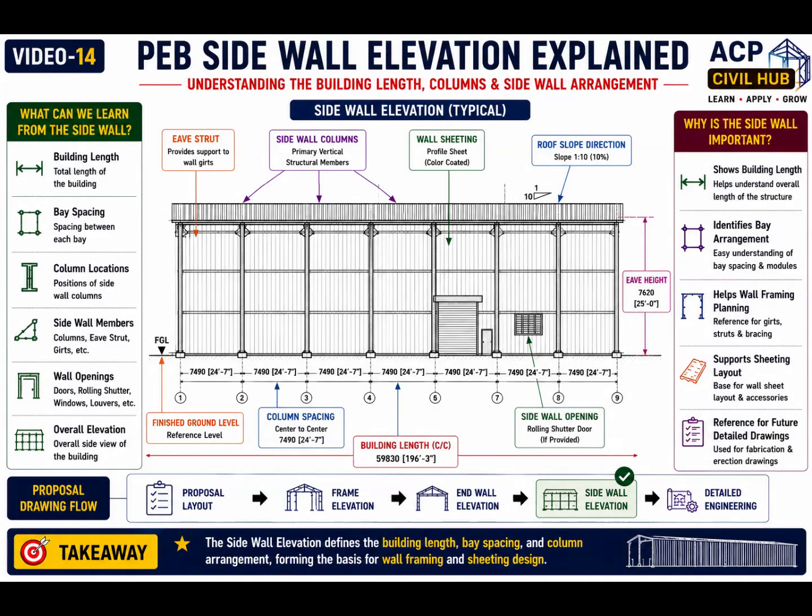This is the side wall elevation. Unlike the end wall, this drawing shows the entire building length. Engineers can identify bay spacing, side wall columns, eave struts, wall sheeting, openings, and overall side elevation. The side wall elevation is especially useful for planning wall framing, sheeting layout, and future detailing work.